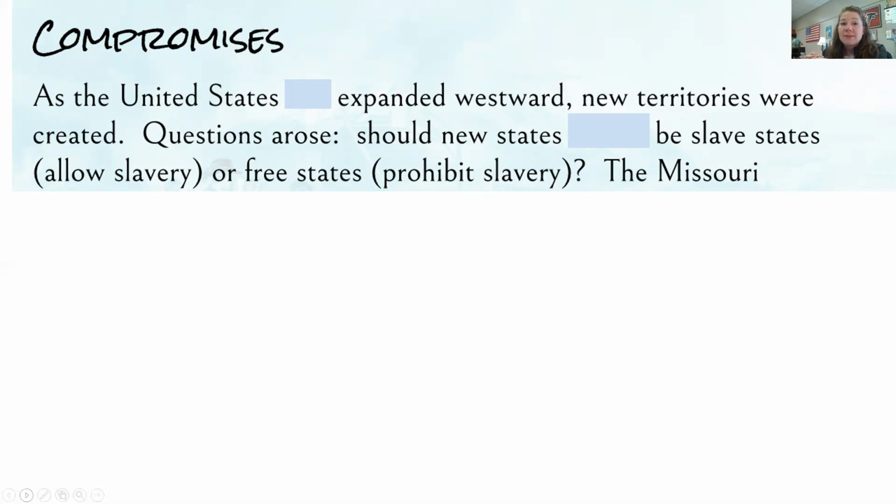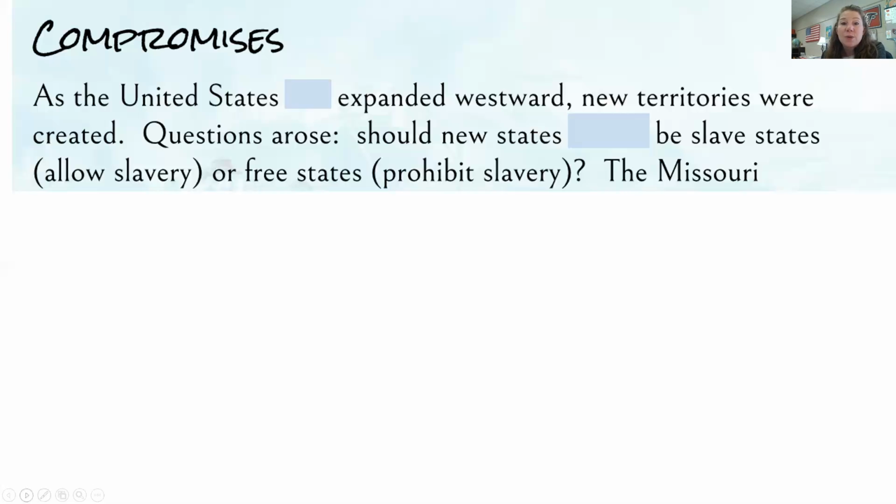Well, the states wanted to keep the number of free states and slave states the same so that they would have equal representation in Congress, right? So every time a state was added, there was this huge outcry on whether they were going to be a free state or a slave state. So the government created a bunch of these promises and compromises over about 30, 40, 50 years to try to keep the states happy. So it says, as the United States expanded westward, new territories were created, and the question arose, is this new state going to be a slave state or a free state?